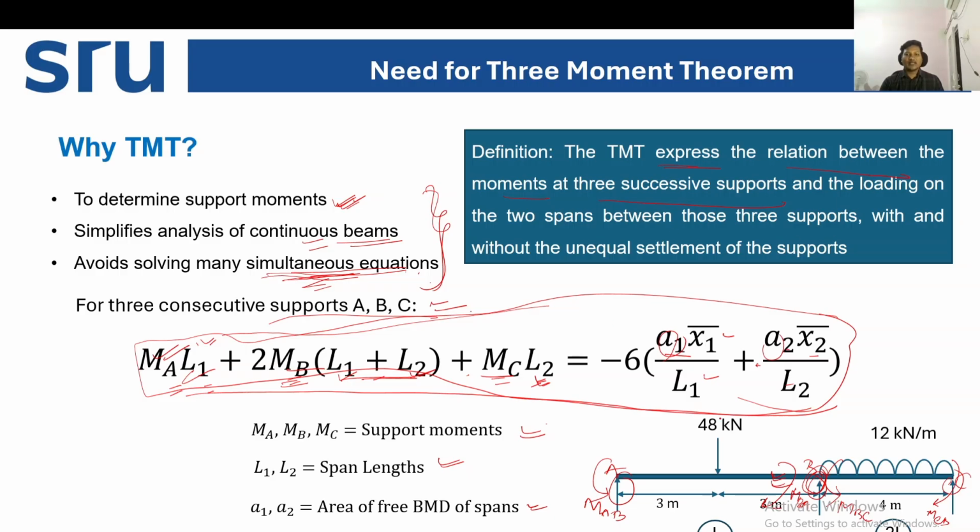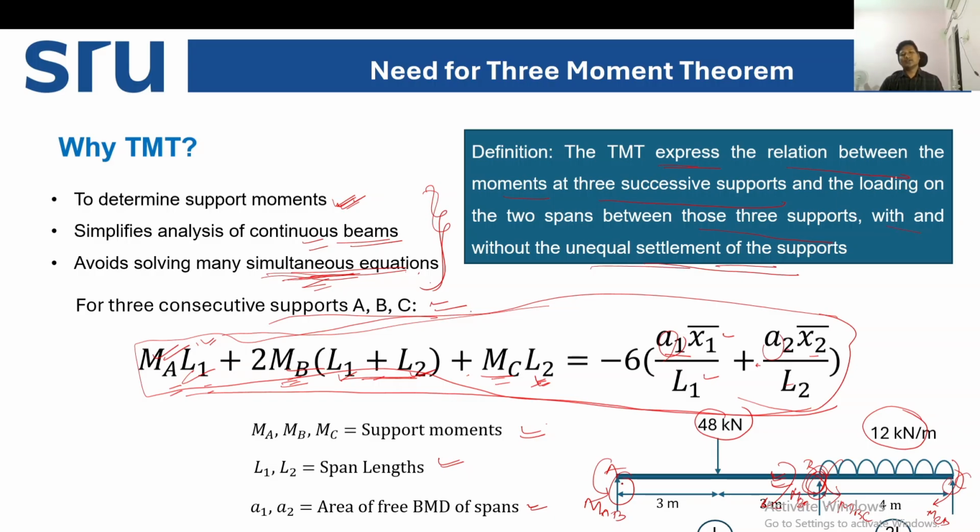How many loads are there? Let's say here in this span 148 kilonewton is one point load and 12 kilonewton is one uniformly distributed load. This expresses the relation between the moments at three successive supports and the loading of the two spans between those three supports, with and without unequal settlement of the support. This is important. With and without unequal settlement.